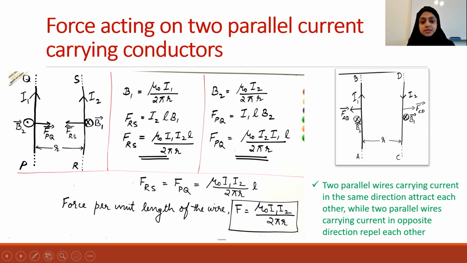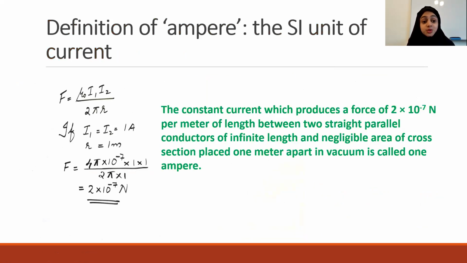Now let us use this expression in order to define ampere. We have been using the unit ampere for current for a long time now. You all know that this unit ampere came from the name of a scientist, Ampere, and we learned Ampere's law in this chapter. So let us define what is 1 ampere.